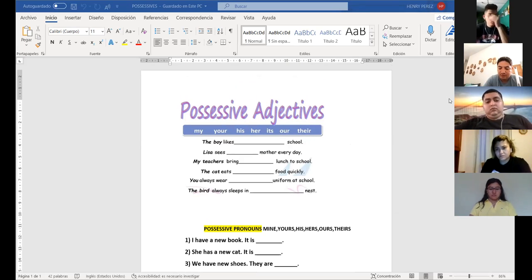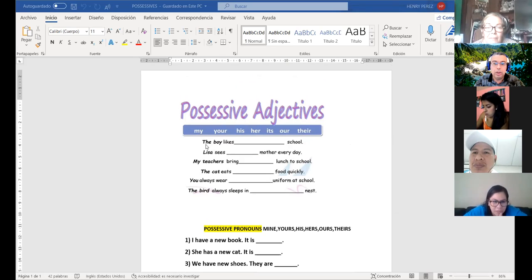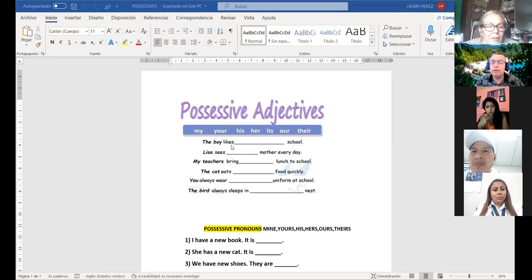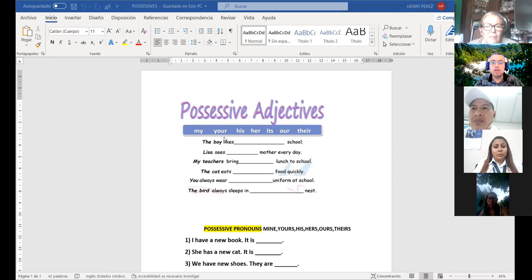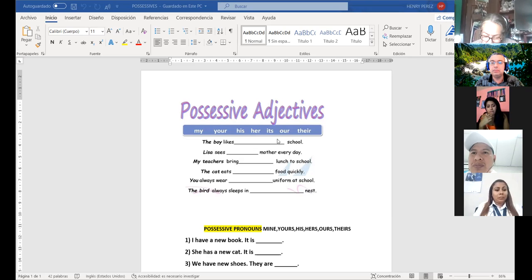Now, for practice: the boy likes, first, who are we talking about? The boy, el niño, el chico, el muchacho, right? The boy, okay? Is it male or female? Masculine or feminine? What is it? Masculine. Very good. This is school. All right. So the boy likes, and then it says school. His. The boy likes his school.